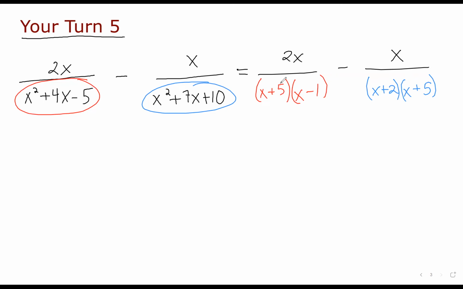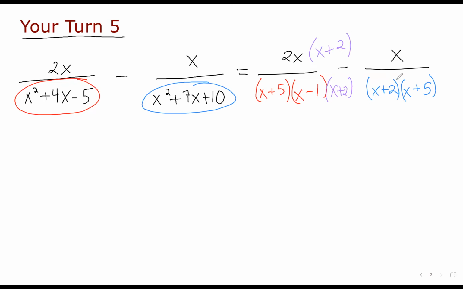So let's look at this first fraction, the 2x over x plus 5, x minus 1. What is missing from this denominator that the other denominator has? So in red, again, x plus 5, x minus 1. In blue, x plus 2, x plus 5. Notice what's in common. They already have that x plus 5 in common. So that's already there. That's not missing. What is missing is this x plus 2. So we're going to start by multiplying that first fraction by x plus 2 over x plus 2. Now take a look at those three factors in the denominator. That's the LCD right there: x plus 5, x minus 1, x plus 2. We just kind of stumbled into it without officially finding it.